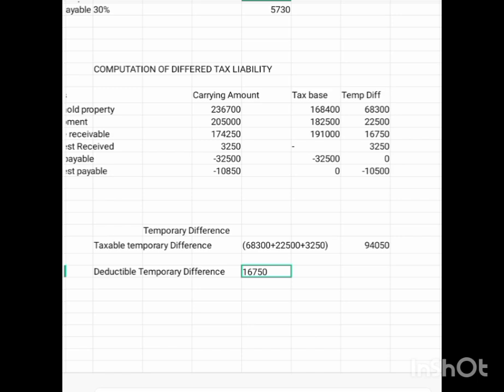Plus 10,500. The reason why this one was minus was because we put it in brackets. So let us just remove the bracket, because there is no opening balance. So we have 10,500 there.